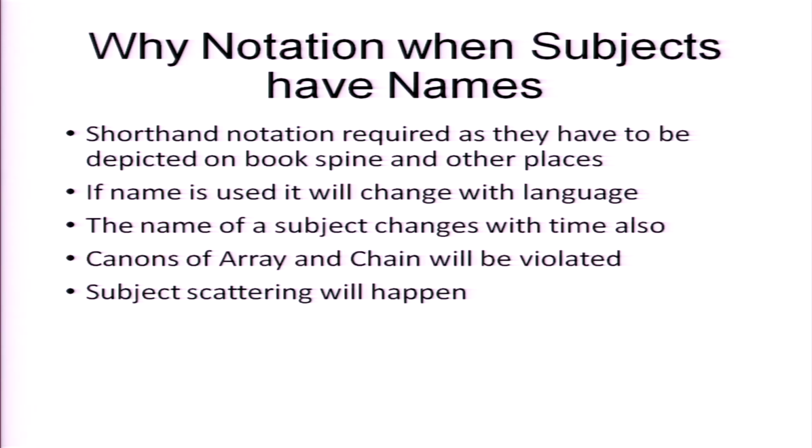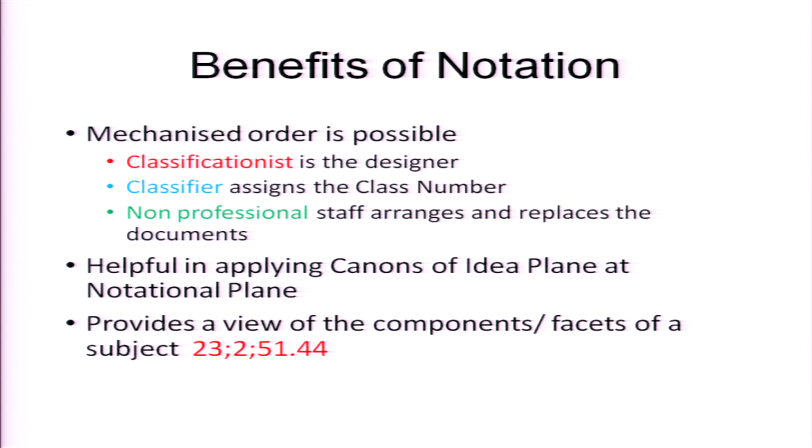Now, as I was telling you earlier, when subjects have their name, why should we have additional names in the form of notation? Very clearly we have already said earlier that the shorthand notation helps us to serve our purpose. And also these names do not change, which otherwise change. In language, as I was mentioning, these keep on changing. So the name of a subject will not change if we make use of notation. And canons will also not be violated, and subject scattering, which otherwise is there in case we make use of alphabets or verbal names, will not be there when we make use of notation.